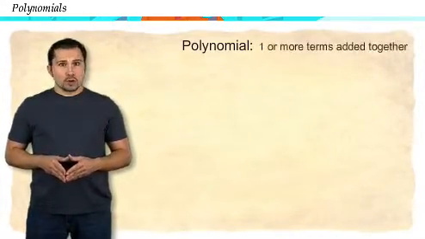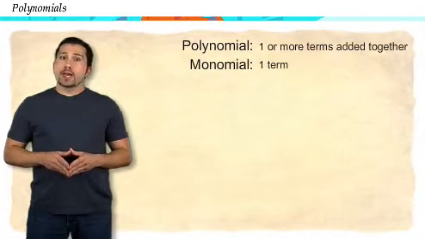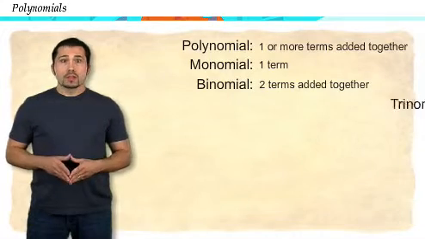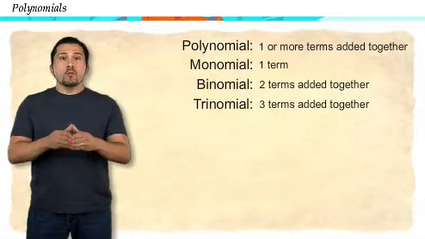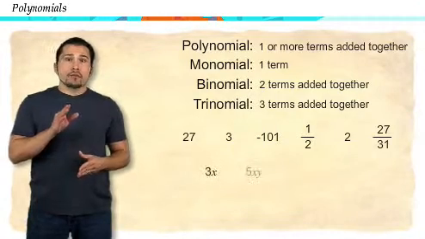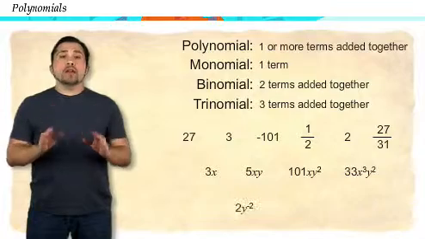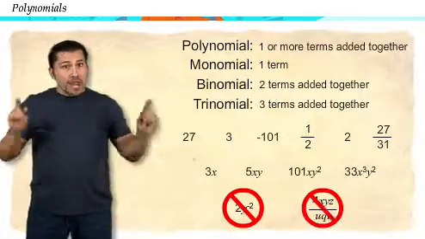Polynomials consist of one or more terms, or monomials, added together. Two terms added together is a binomial. Three terms is a trinomial. Monomials can be positive or negative numbers or fractions. They can have variables and whole number exponents. But remember, no negative exponents or variables in the denominator.